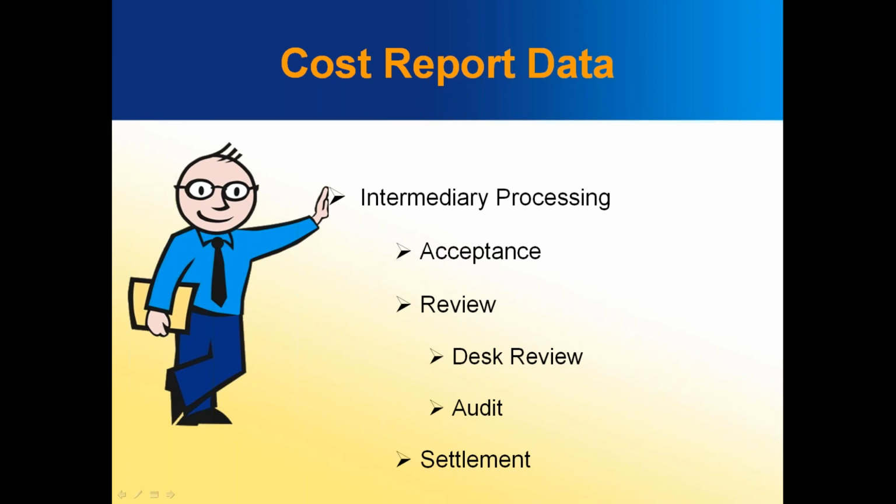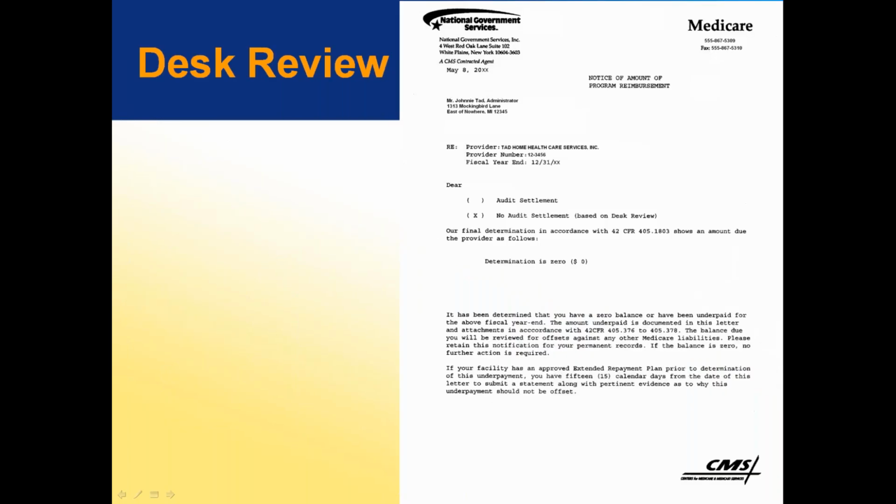The next step is the review. It's either a desk review that could trigger an audit or it could go straight to audit. Desk review is the most common. And then once the desk review has been done, you'll get a settlement letter. If you file very early, those of our clients who get their cost reports done in early April, they can go straight to desk review and sometimes even straight to settlement.